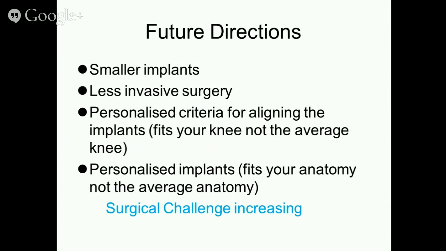What this implies is that there's an increasing surgical challenge necessary to put in the implants in a correct alignment. There's been evidence in the literature that a 3-degree error is sufficient to cause early loosening and wear of the implants. So it's a hard task for an orthopedic surgeon even to put in a standard implant within those clinical guidelines.